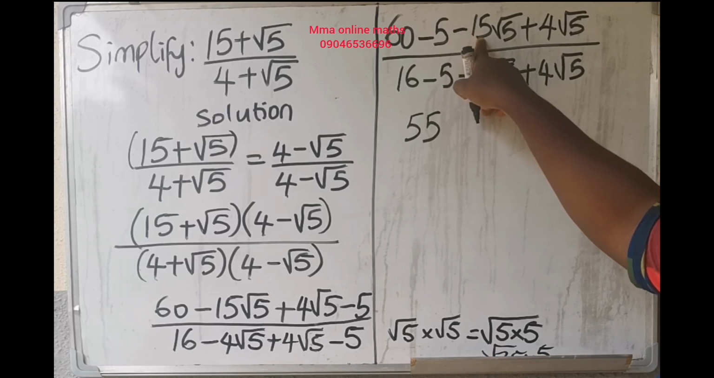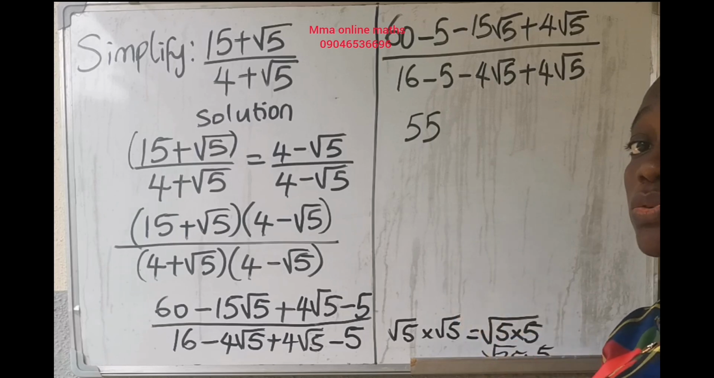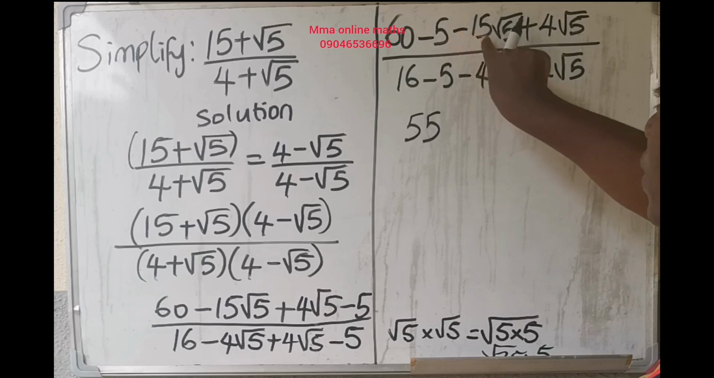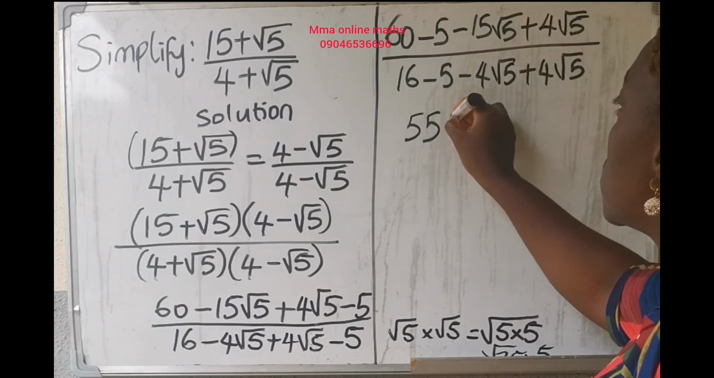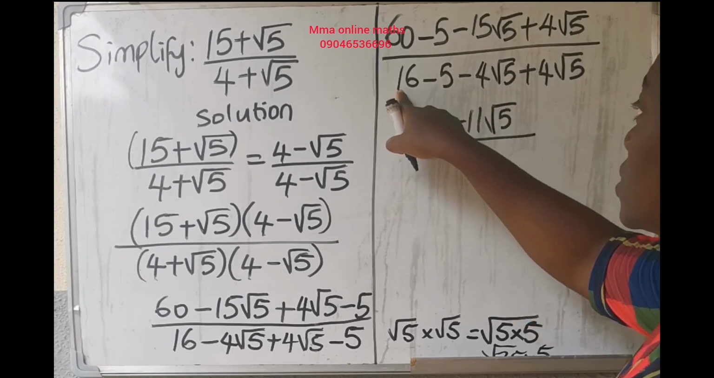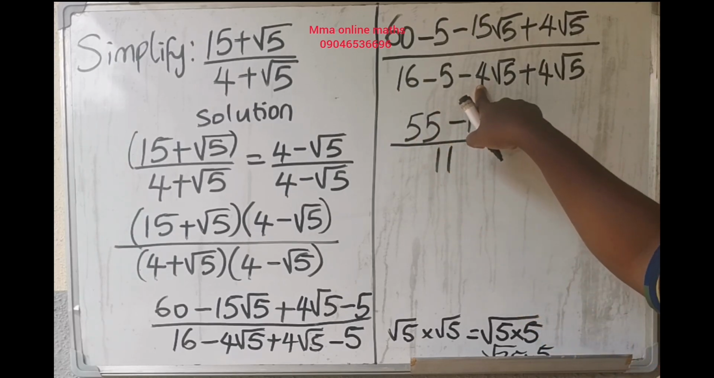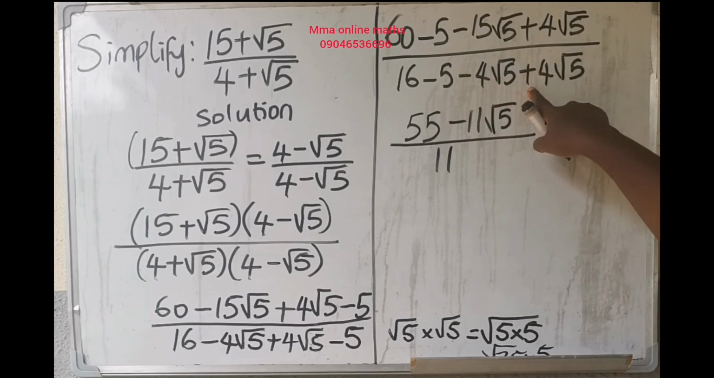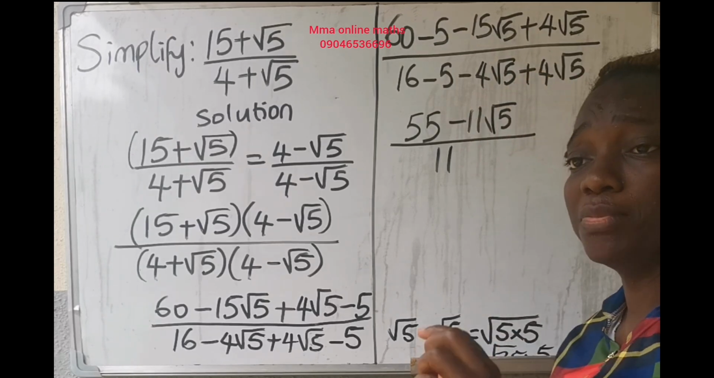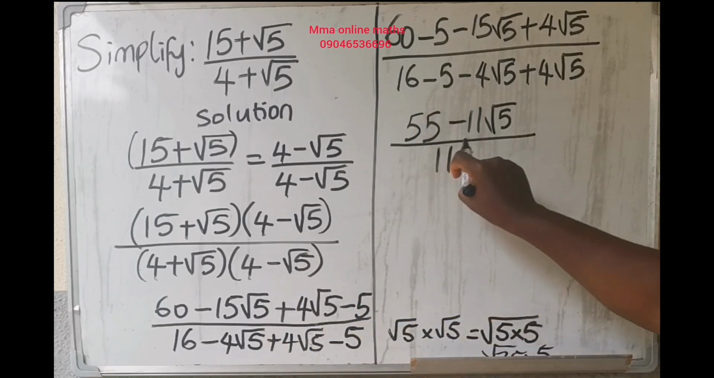Remember, we are going to be working with the numbers outside the surd. In addition and subtraction of surds, we only add or subtract the coefficients of the surd, which is what we are doing here. Here we have minus 15. So we'll be using minus 15 plus 4 to give us minus 11 root 5, all over 16 minus 5, which will give us 11. And then minus 4 root 5 plus 4 root 5 is 0. Remember, I've mentioned it in my page before: the negative of a number and its positive is 0. Therefore, this is what we have.